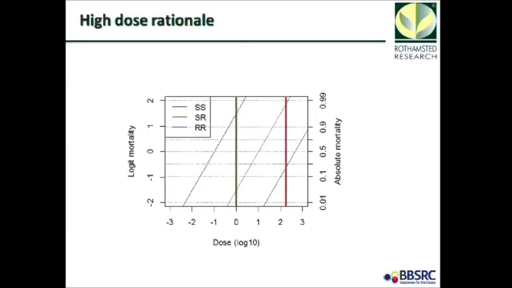And if any immigrating individuals come into your population, they'll recombine in a sexual population producing heterozygotes, which will then be killed off in the next generation. So there's good reason to think that a high dose would be good in this situation.